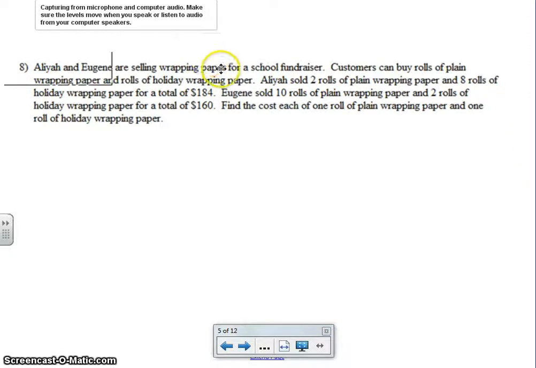Elia and Eugene are selling wrapping paper. Customers can buy plain or holiday paper. Elia sold 2 rolls of plain and 8 rolls of holiday, $184. So there's one sentence we're going to set up. Eugene sold 10 rolls of plain and 2 rolls of holiday for $160. And the question is, find the cost of 1 roll of plain and the cost of 1 roll of holiday wrapping. So I need to define my variables first.